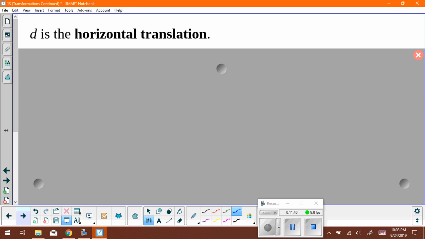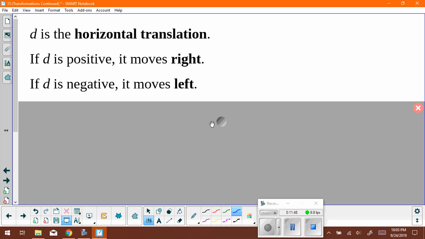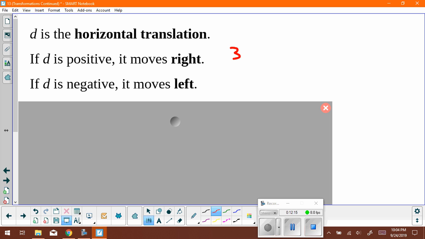Okay. The third one we reviewed yesterday was the horizontal translation. And again, this one is awkward to describe just because of how the function notation is set up, and because of that, it's what tends to mess people up. If d is positive, it moves to the right. However, in the brackets, if my d value is 3, it's going to look like x minus 3.